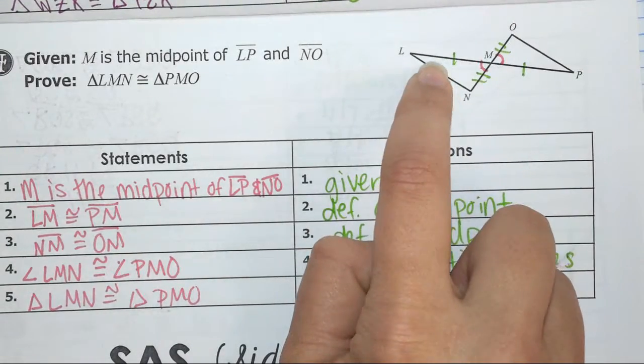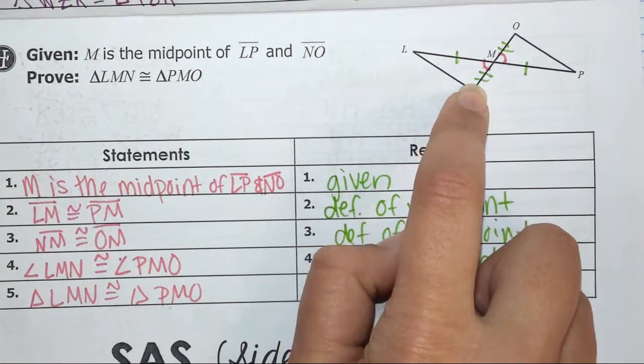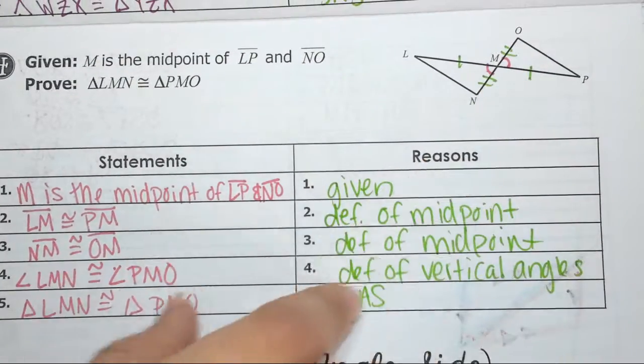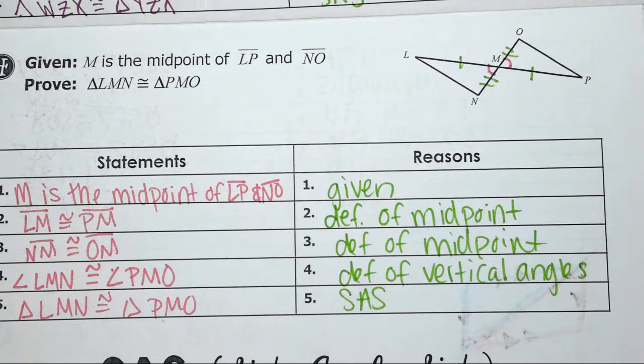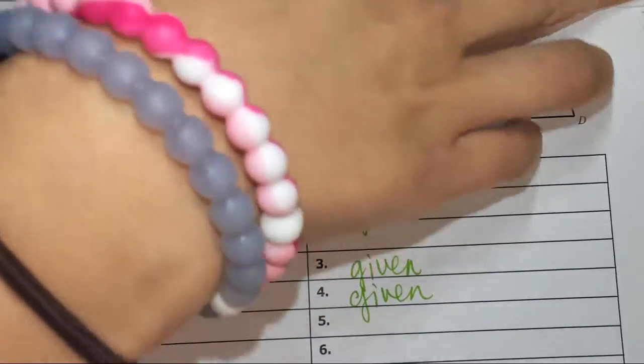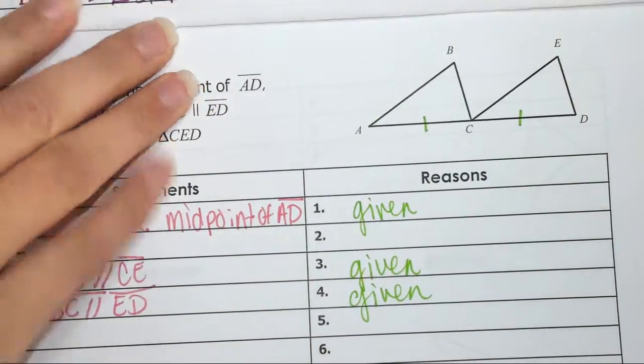So then we have a side, we have an angle, and we have a side. We have a side, we have an angle, and then we have a side. So we said that those were congruent. Does that help on side, angle, side? Yes. Okay. Are we ready to look at angle, side, angle? Okay.